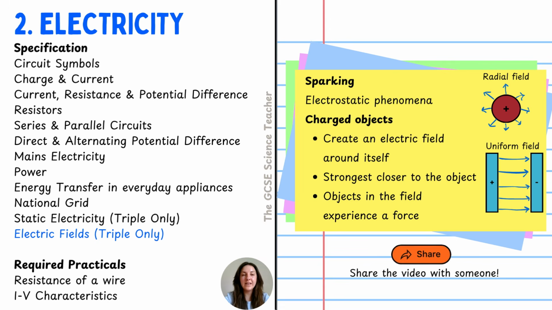Charged objects create an electric field around themselves in a radial field. Objects in the field experience a force, and the closer the object is to the charged object, the stronger the force. Remember, uniform fields are parallel.